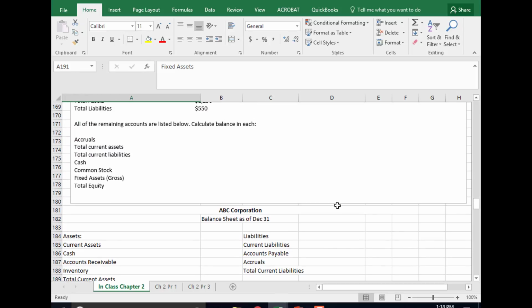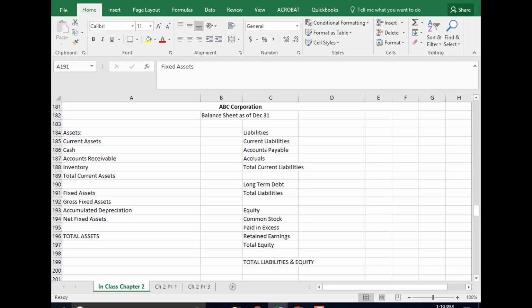Okay. So now let's fill in the information that is given into this setup of the balance sheet. We were given that accounts payable was 70, accounts receivable was 150, accumulated depreciation was 300, fixed assets net was 950, inventory was 120, long-term debt was 390, paid in excess was 150, retained earnings was 420, and then it gave us that total assets were 1,290, and that our total liabilities were 550.